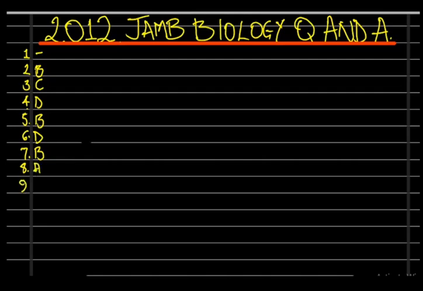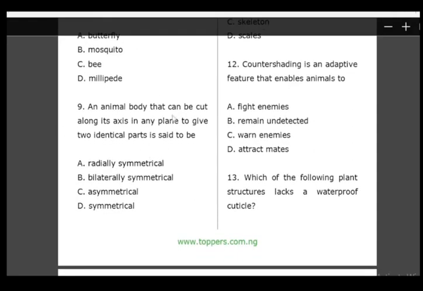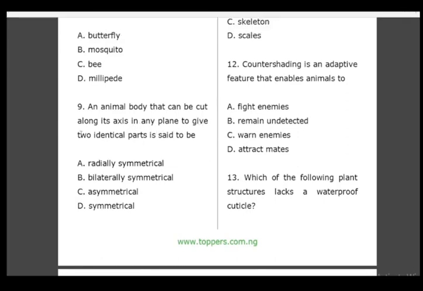And then we have number 9 question now. Number 9 question says, an animal body that can be cut along its axis in any plane to give two identical parts is said to be A. Radially symmetrical, B. Bilaterally symmetrical, C. Asymmetrical, and D. Symmetrical. Now all of these options here, excluding option C, are talking about symmetry. Now for radial, let me pick them one after the other. Actually our answer is option A, which is radially symmetrical.